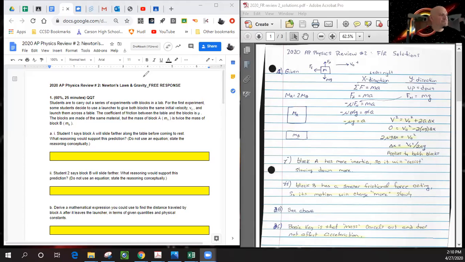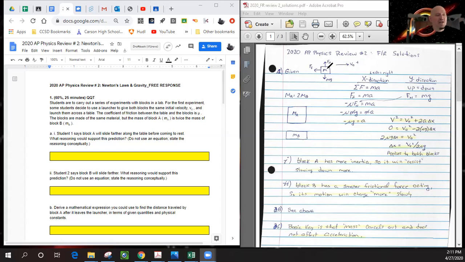Anyway, so this is pre-response review number 2, Newton's laws and gravity or circular motion. And I want to go ahead and take a look at this question here. We'll let you go ahead and read the question. And so what I'm going to do is, what I have in yellow is what the actual solution is. So up here, I have some thoughts of what I'm thinking out.